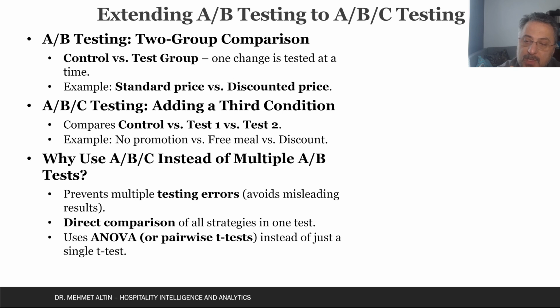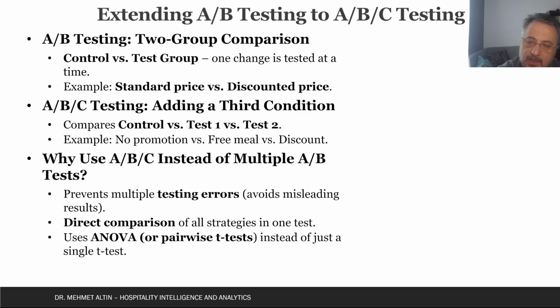So why use ABC instead of multiple A/B tests? Instead of running two separate A/B tests, control versus discount and control versus meal, we test all three groups at the same time. We can separate them and use them as A/B tests, but if we consider all together, this approach has a few key benefits.